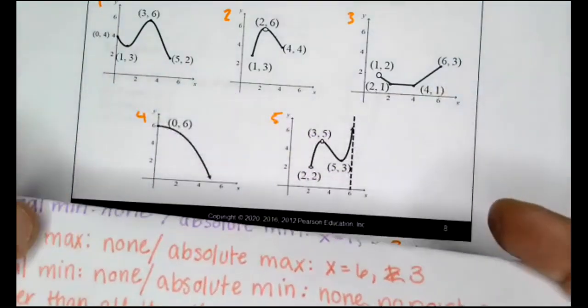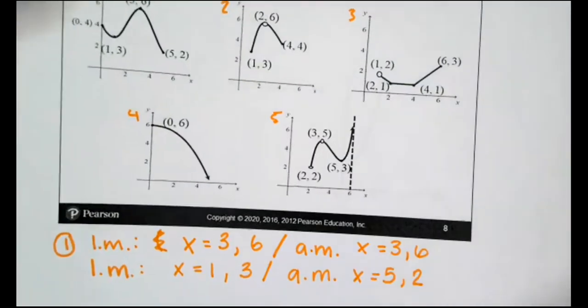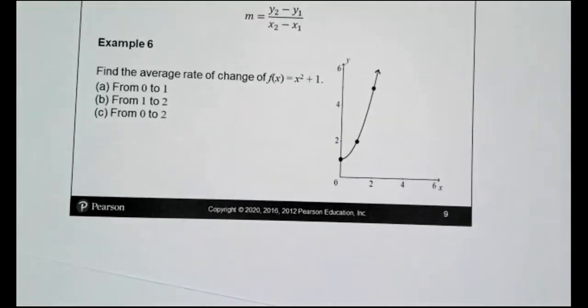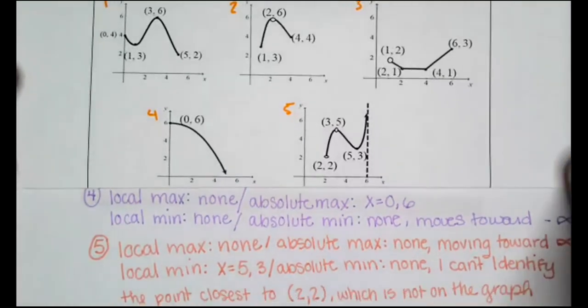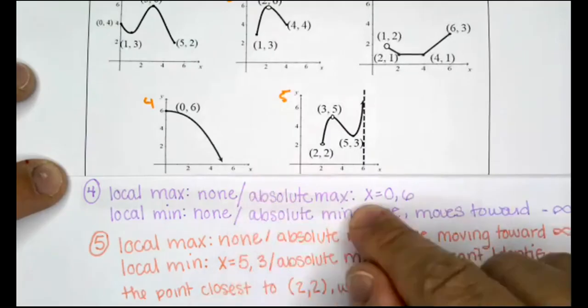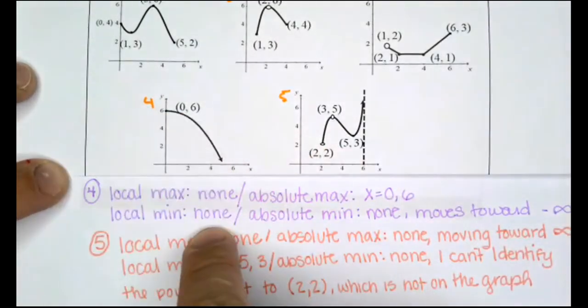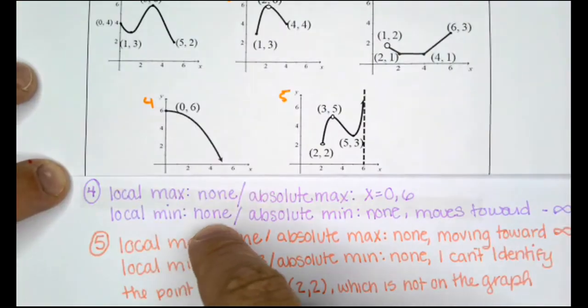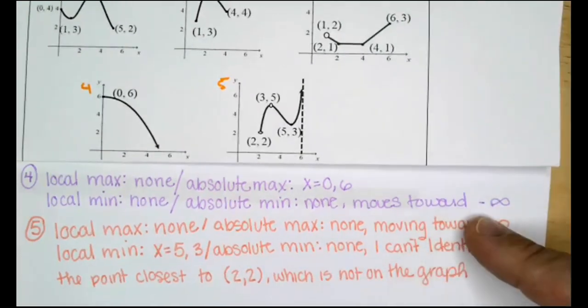All right, number 4. Number 4, local max, none, because there are no hills. Absolute max, X equals 0 at a height of 6. Local minimum, none, no valleys. Absolute minimum, none, because we're moving toward infinity. Okay.